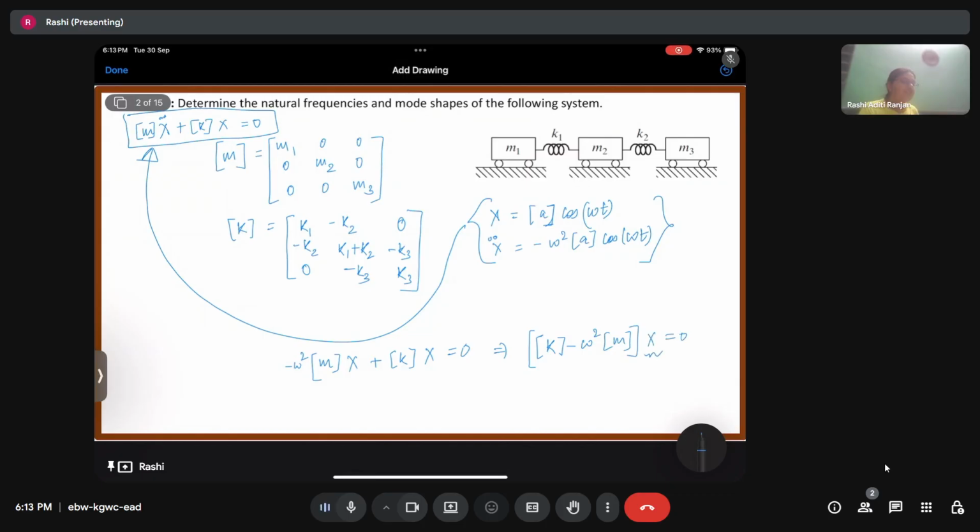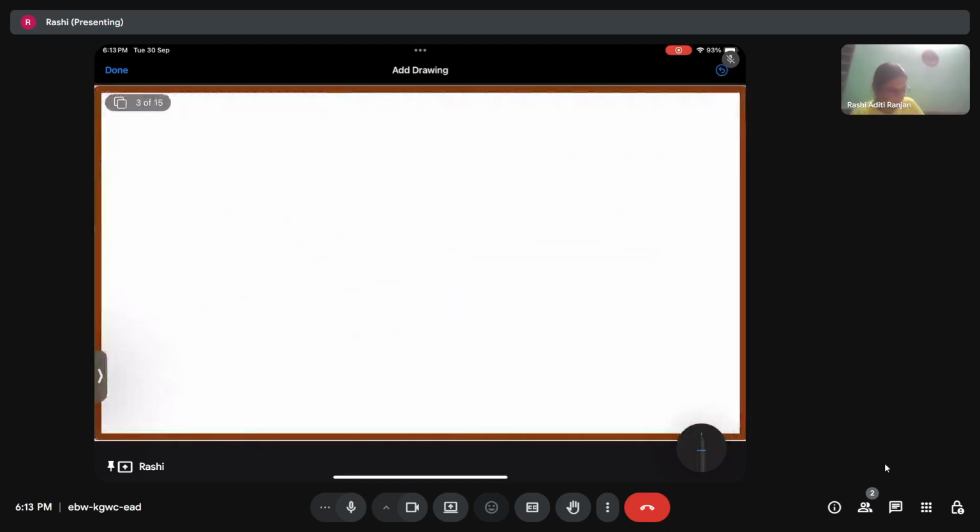Now x cannot be equal to 0, because if x is equal to 0, it means that the system is not vibrating, but we are discussing how the system is going to vibrate. So definitely x cannot be equal to 0. The best way is to evaluate the determinant of this and make it equal to 0. Now when we put the values of the K matrix and the M matrix, you get K1 minus M1 omega square, minus K2, 0; minus K2, K1 plus K2 minus M2 omega square, minus K3; 0, minus K3, K3 minus M3 omega square. The determinant of this is going to be equal to 0.